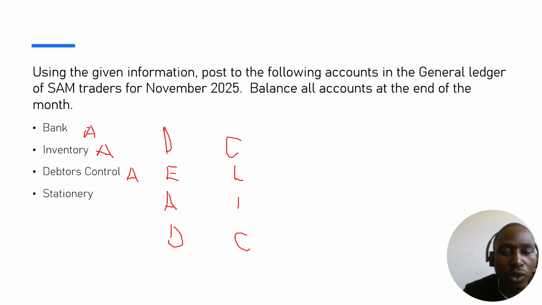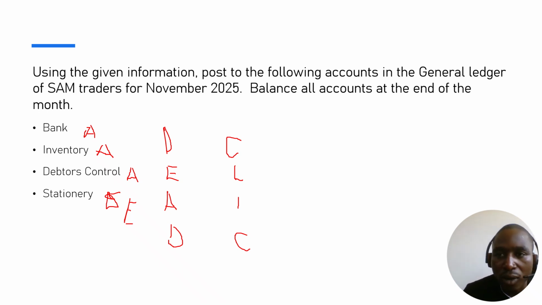All right. Now, also, what type of account is stationery? Stationery is an expense. So, meaning that it increases on the debit side and decreases on the credit side. Now, the expense that we are purchasing, we are going to write it on the debit side. We only purchase stationery. We do not sell stationery. So the stationery that we are purchasing, we are going to write it on the debit side.